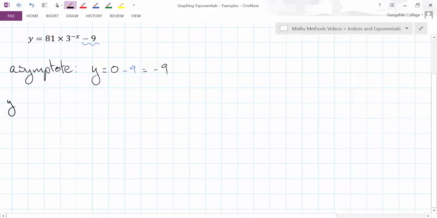What about the y-intercept? Well, our y-intercept, normally it's at 1. It's going to get times by 81, and then we need to subtract 9 from it. So that's quite an awful thing. 81 minus 9 is going to be 72.